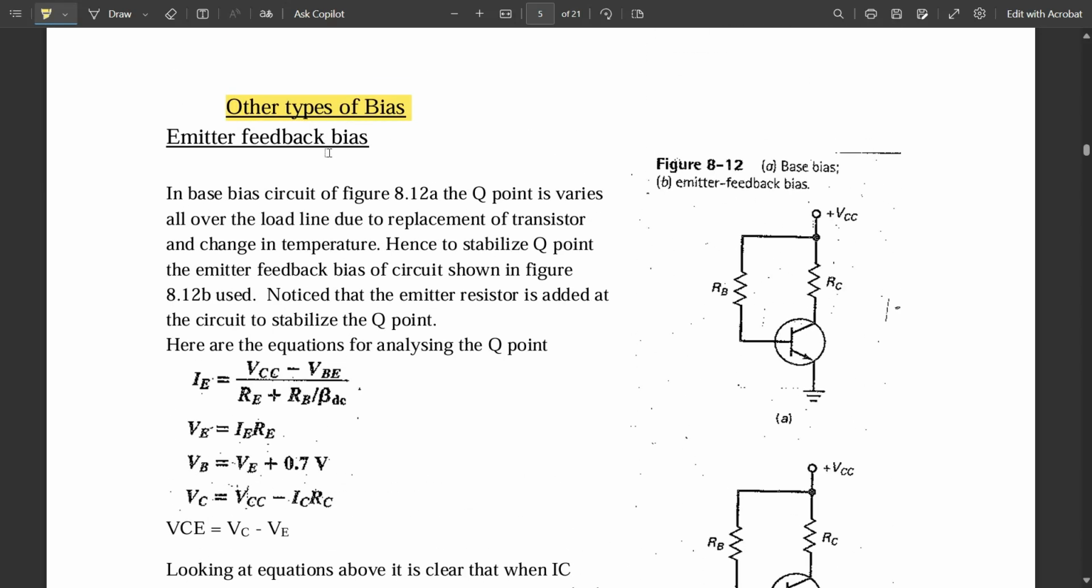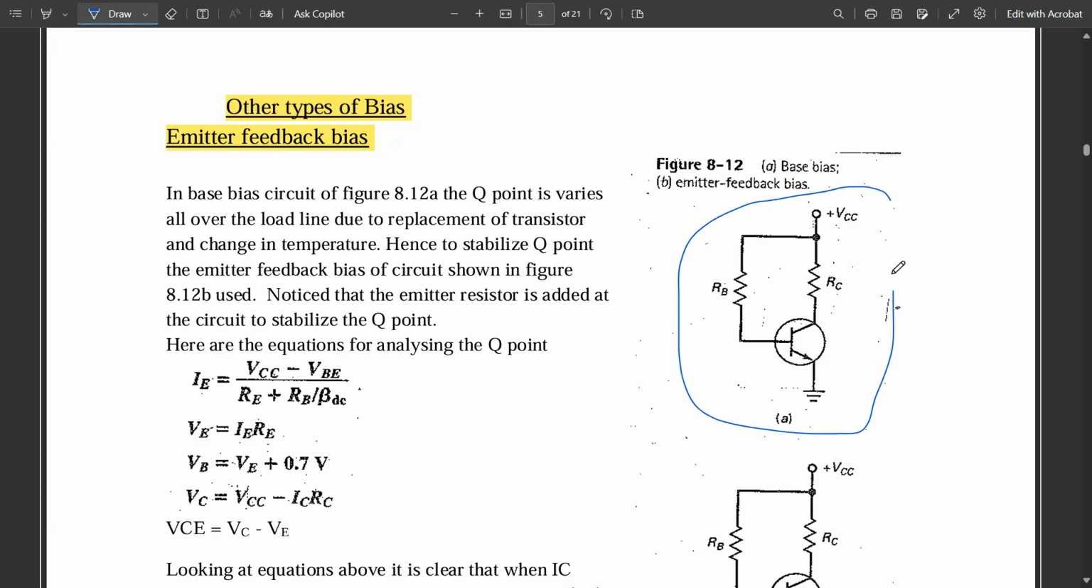So this is the first kind in this figure, that is emitter feedback bias. So let us see that. This is the structure of the emitter feedback bias circuit. You see here we have one VCC, one collector resistance, and why it is called emitter feedback bias, because we don't have any emitter resistance.